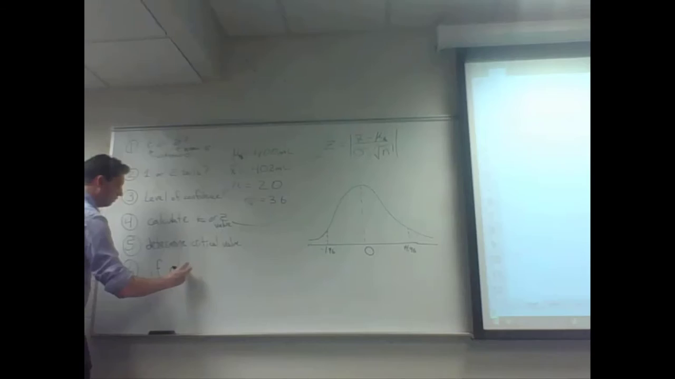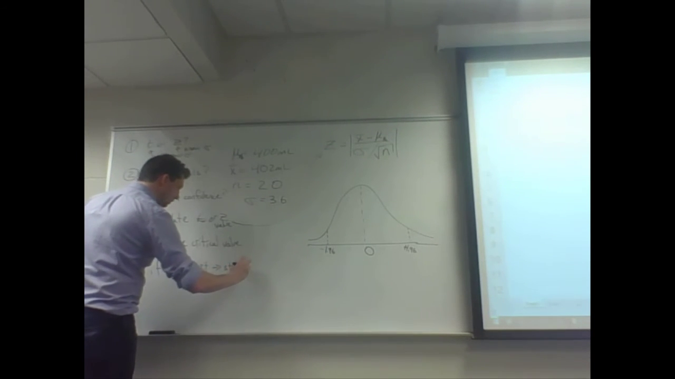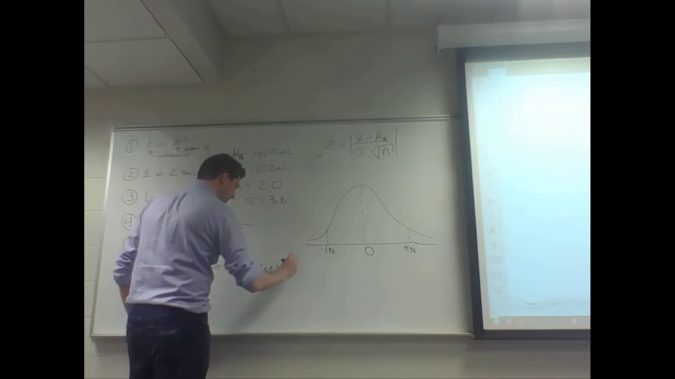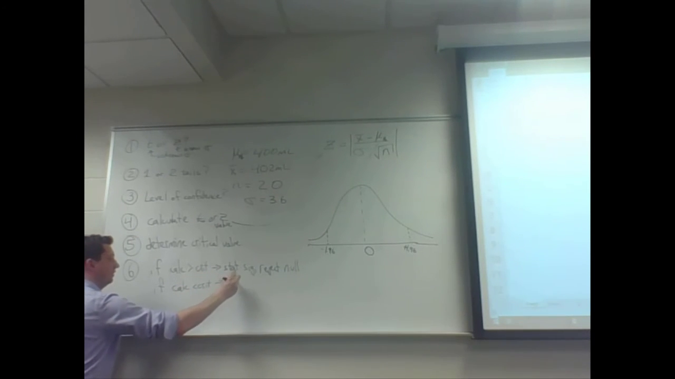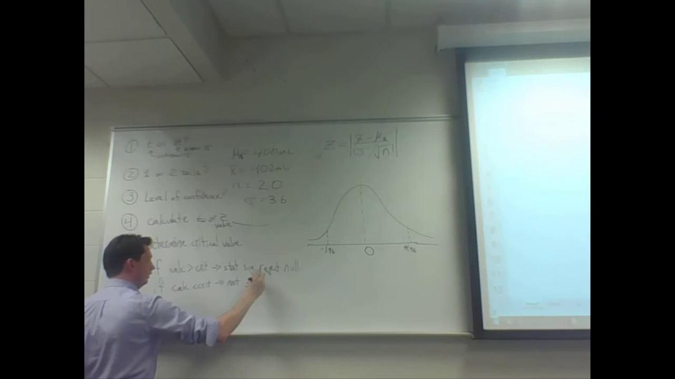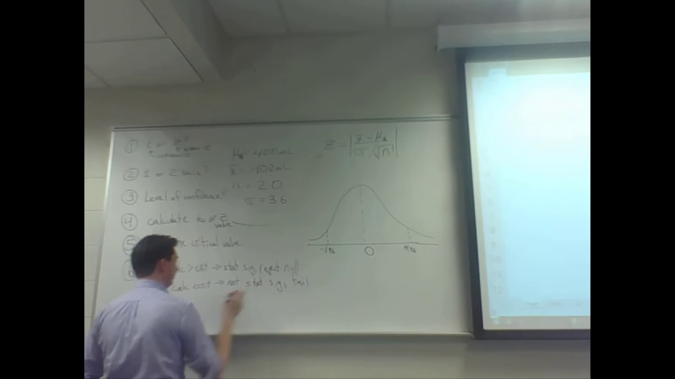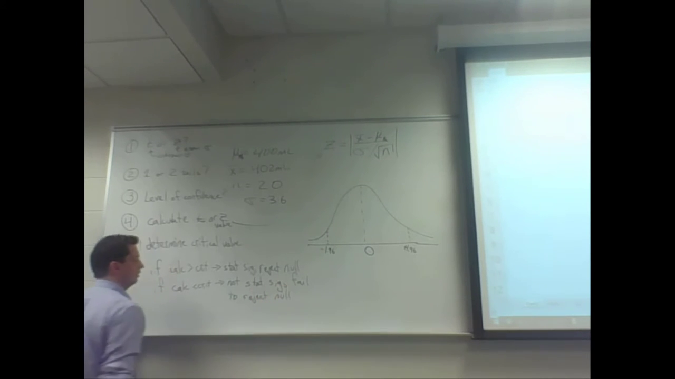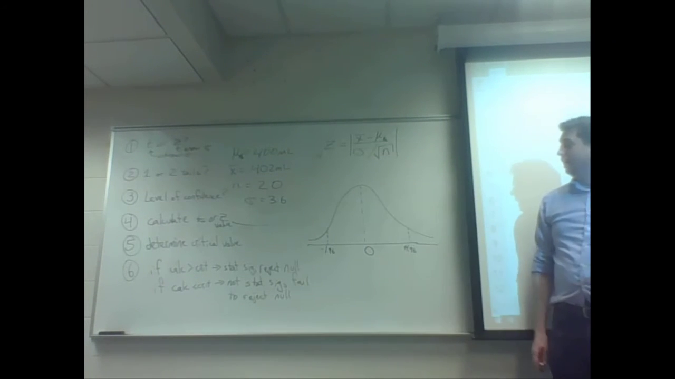If your calculated value is greater than your critical value, then it is statistically significant, and you reject the null hypothesis. If the calculated value is less than the critical value, then it is not statistically significant, and you fail to reject the null hypothesis. This is hypothesis testing in 6 easy steps.